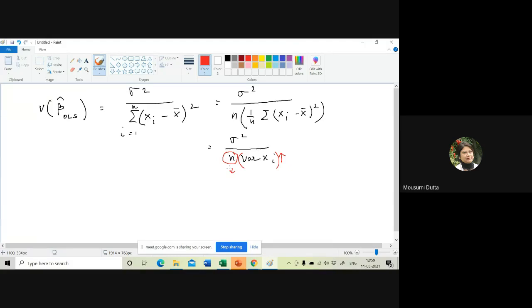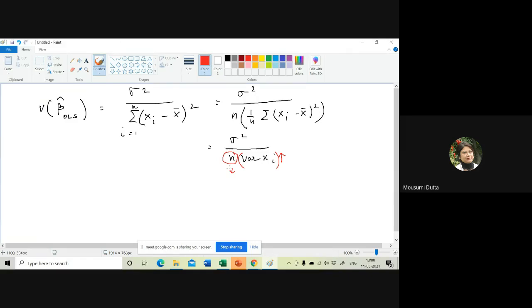Purpose of minimizing variance of beta hat OLS, V of beta hat OLS. As I said before, there may be mutual cancellation between decrease in n and increase in x. So ultimately, variance of beta hat may remain unaffected. So that is the thing.